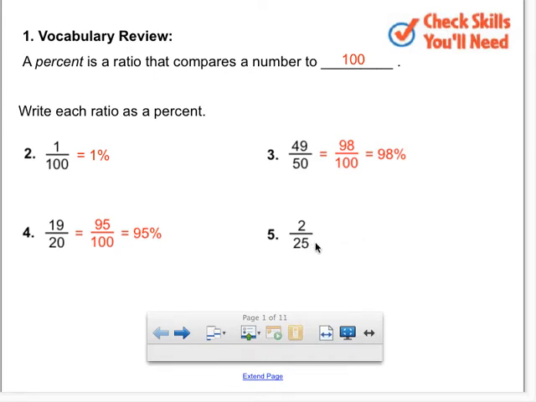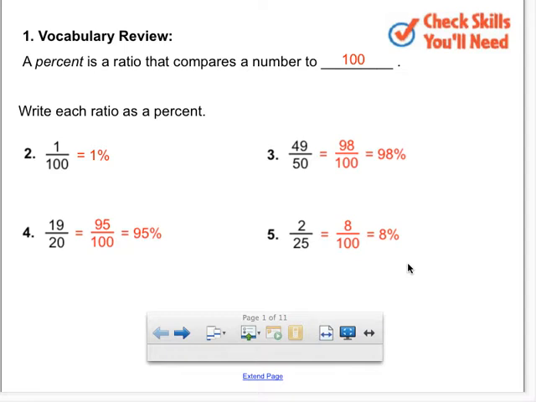Okay, and Oren, could you get the last one, please? 8%, very good. And what was the factor you used to rewrite this ratio? 4, very good. So multiplying the numerator and the denominator by 4, we have 8 over 100, or 8%. Pretty easy. That's the shortcut.